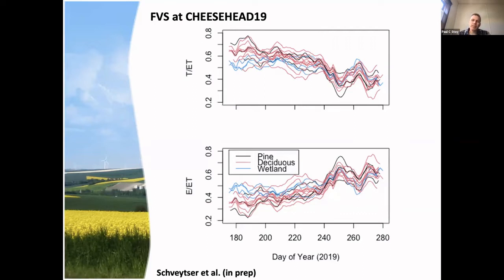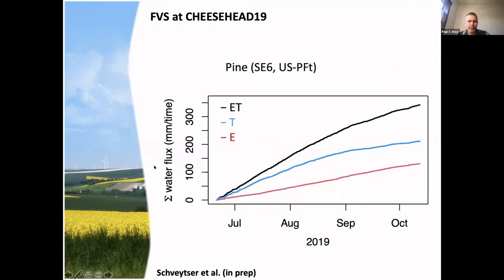So we see differences amongst these different vegetation types, and we see differences when it comes to the leaf area indices of these different vegetation types. And when we gap fill these data, using our Eddy proc, we can make annual sums, or sorry, seasonal sums of evapotranspiration, transpiration and evaporation of, for example, a pine site here.